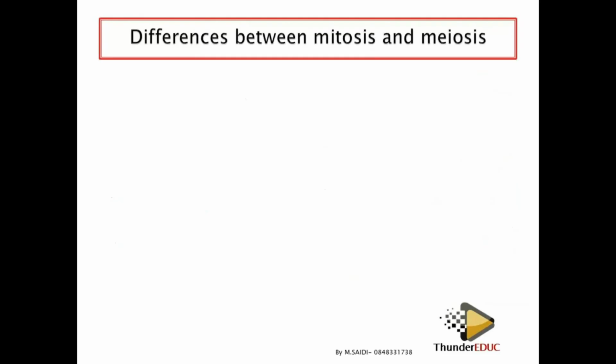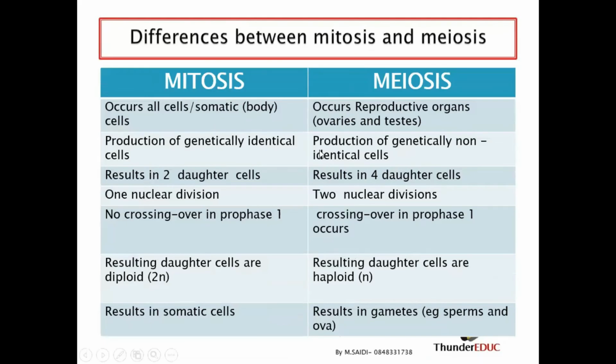What about the differences between mitosis and meiosis? Here we see that mitosis occurs in the body cells, which you call somatic cells. Well, meiosis occurs in ovaries and testes, resulting in gametes. Mitosis produces genetically identical cells, while meiosis produces genetically different cells. Mitosis results in 2 daughter cells, while meiosis results in 4 daughter cells. These cells must undergo maturation, interphase, so that they form real cells. You call them daughter cells because they are still young.